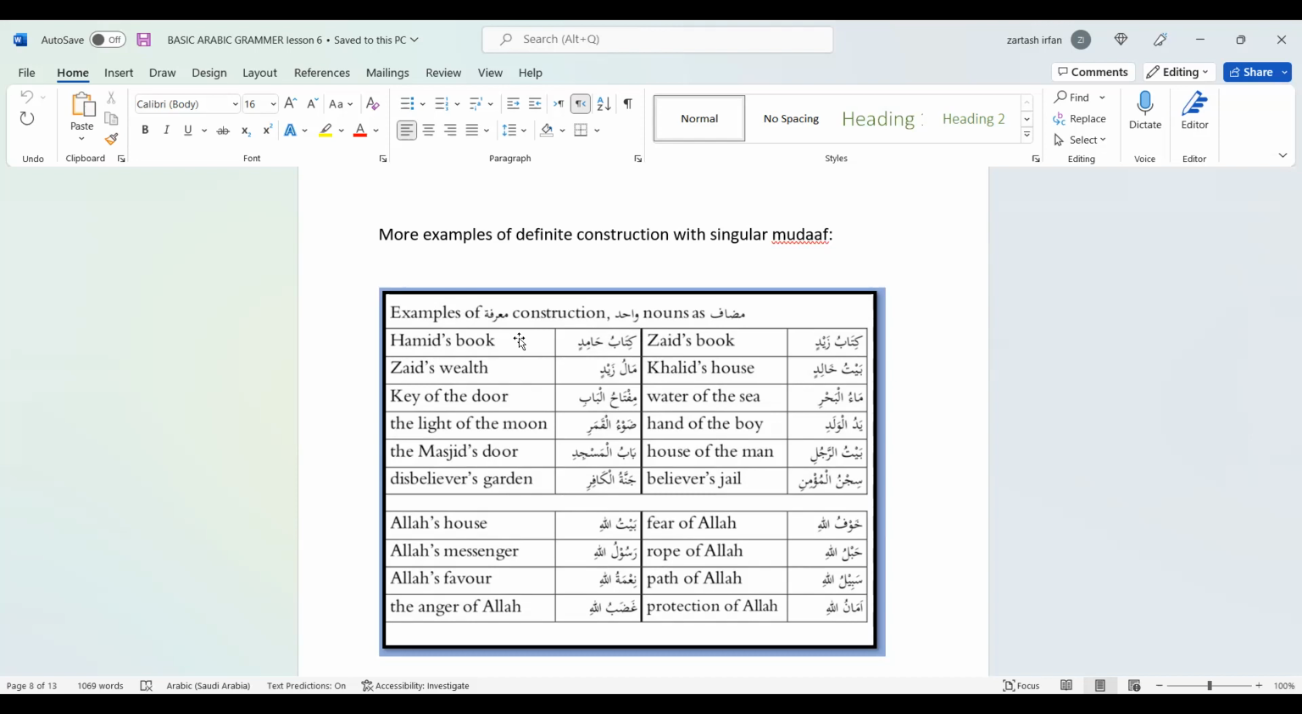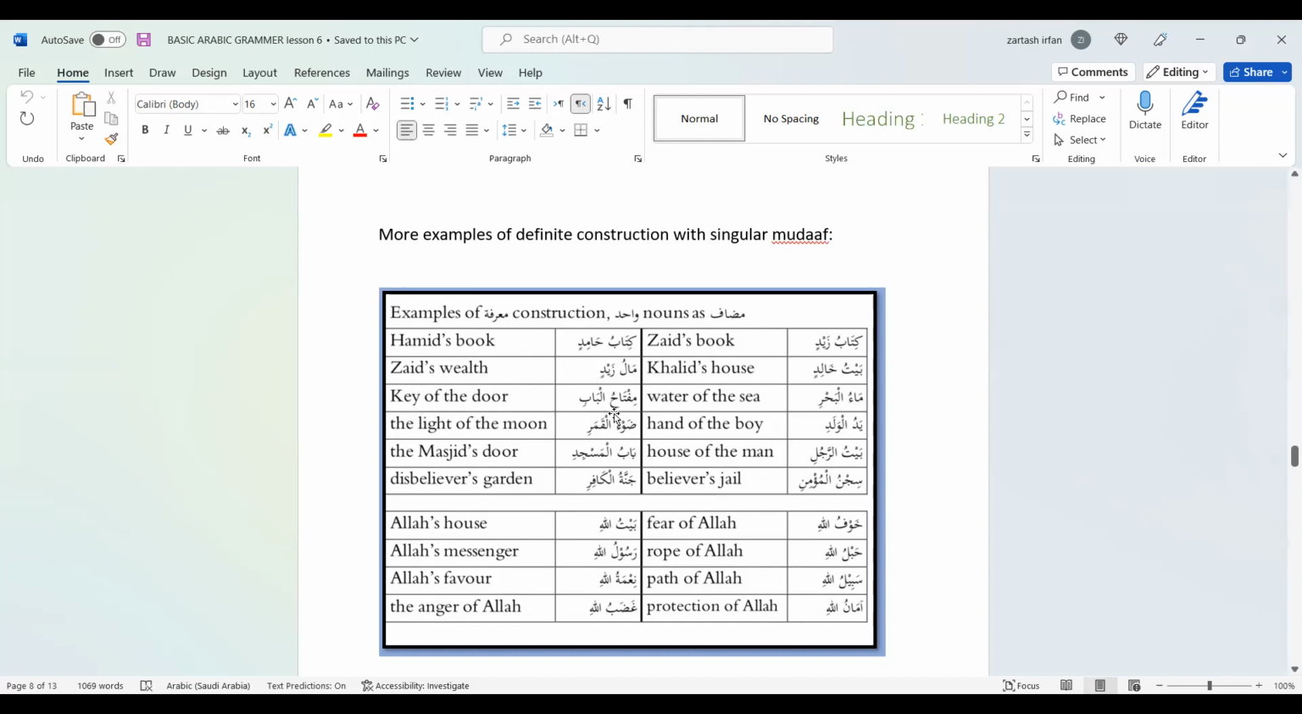As I told you, this construction is also called al-mudaf ila ma'rifa. The next example is Malu Zaidin, Zaid's wealth, or the wealth of Zaid. Look here again: no al, no tanween on the mudaf, and again the mudaf ilayhi is in the state of jar.